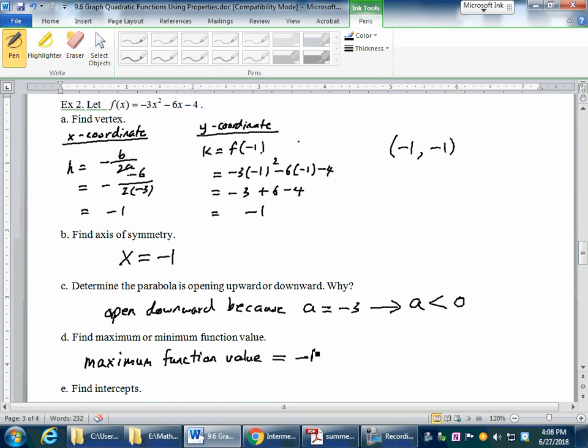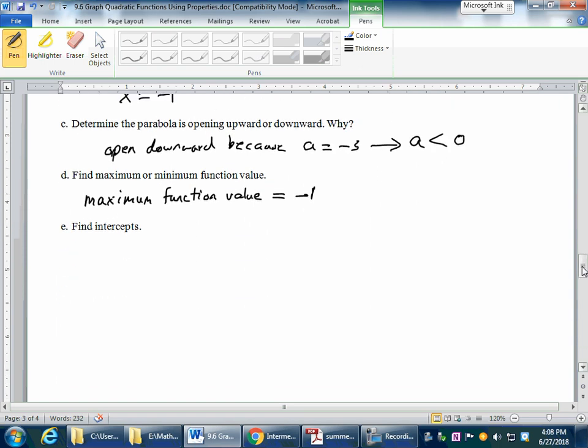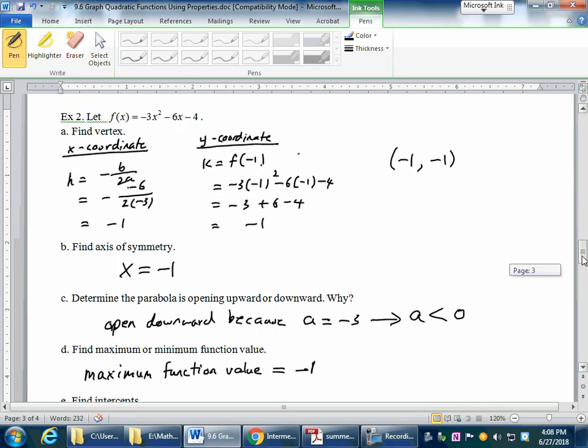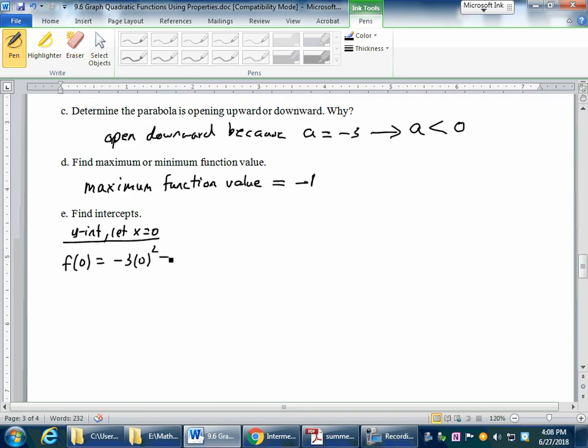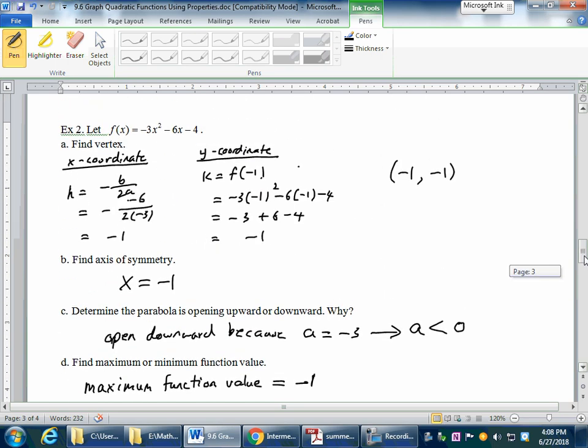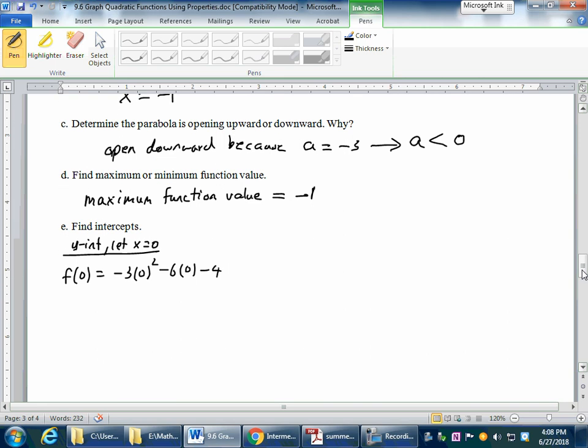Now, we want to find out the x-intercept and the y-intercept. So for the y-intercept, we let x be equal to 0. That means I'm looking for f of 0, which is -3 times 0 squared minus 6 times 0 minus 4. Right? That's the formula. And so therefore, this gives me -4. So my y-intercept is (0, -4).